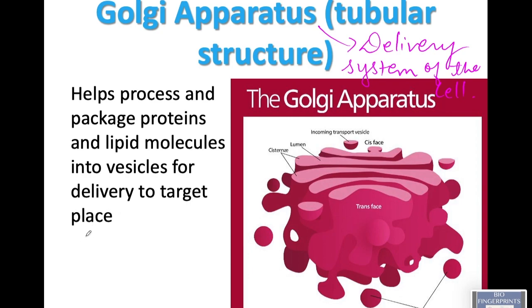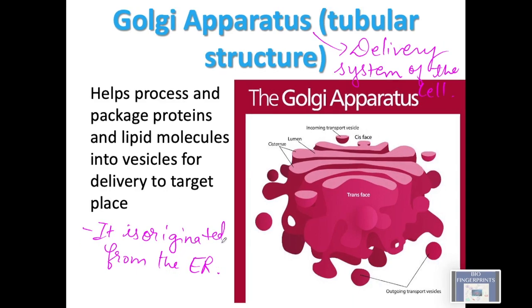Actually, we can say that Golgi apparatus is originated from the ER. Actually, what happens when ER releases vesicles? Vesicles are some small structures which are released by ER and later they form into the membranes known as Golgi apparatus. Collectively, the structure is known as Golgi apparatus.